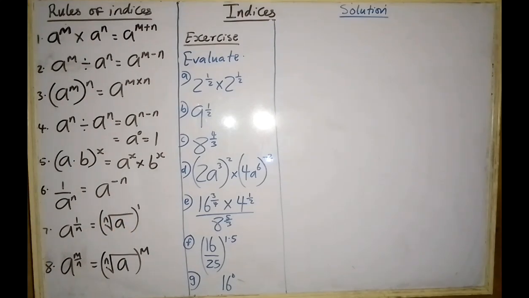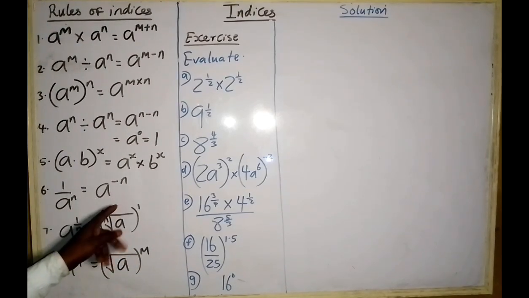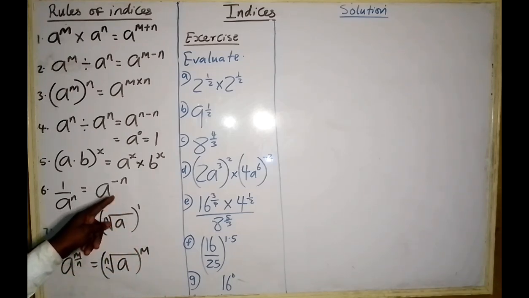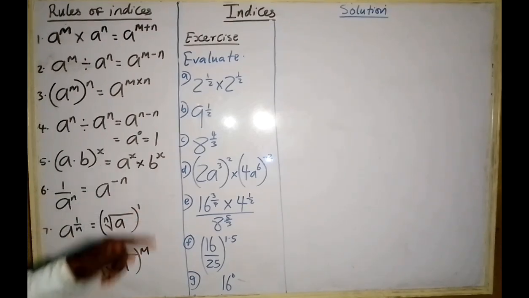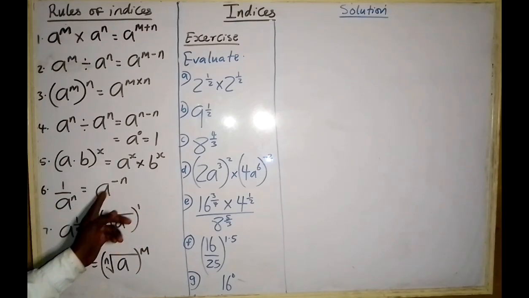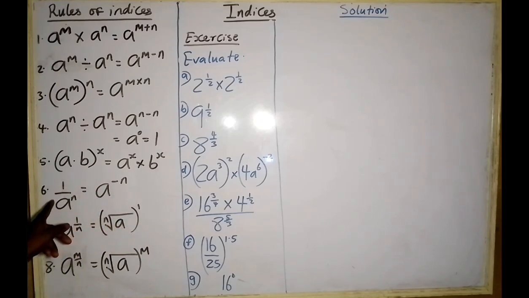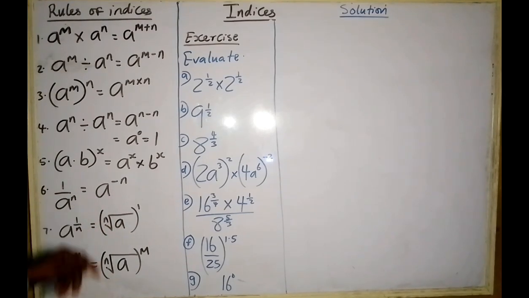Now, the sixth law is called the negative index law. And what does the negative index law say? The negative index law says that when a base is raised to a negative index, the base is going to be expressed as the reciprocal of the positive index, as we have it here. When you have A raised to the power of -n, this can be expressed as 1 over A raised to the power of n, which is the positive, not negative, index.